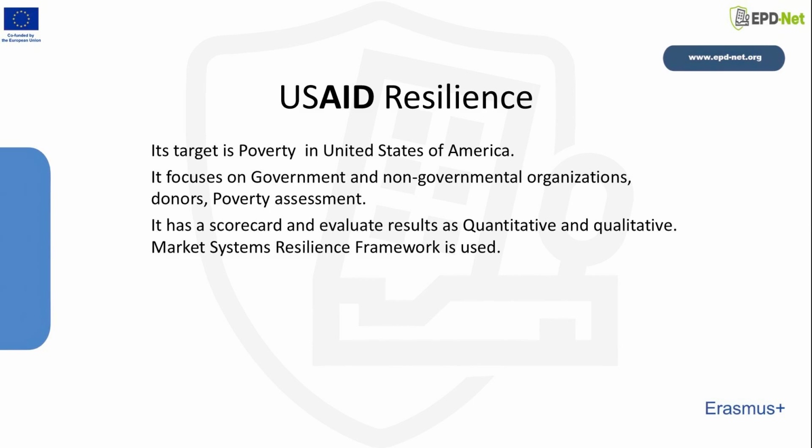USAID applies the Market Systems Resilience Framework that focuses on strengthening livelihood systems, economic stability, food security, institutional capacity, and community adaptive capacity. Unlike hazard-specific tools, e.g., earthquake-focused models, USAID Resilience takes a socio-economic and livelihood-centered approach and emphasizes system strengthening, long-term development, and market-based resilience.